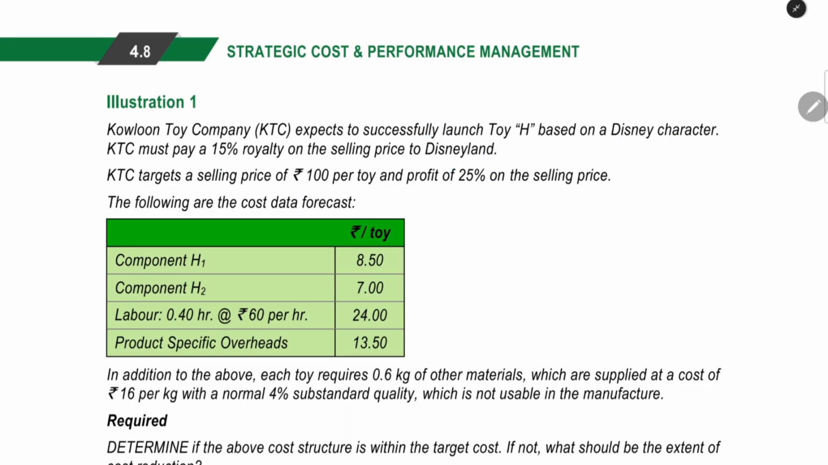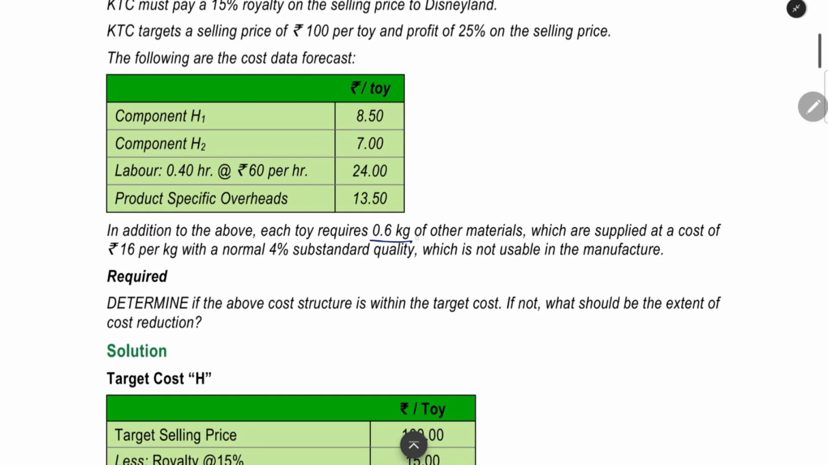Now, in addition to the above, each toy requires 0.6 kg of raw material, which is supplied at a cost of 16 per kg, with a normal 4% substandard quality, which is not usable in the manufacture. Now, what is the requirement? We have to find out the target cost. What should be the extent of cost reduction? In target costing, we will calculate the current cost, and we will also calculate the target cost. The difference between the current cost and target cost is the amount of cost which you have to reduce. That is what they are asking in the question.